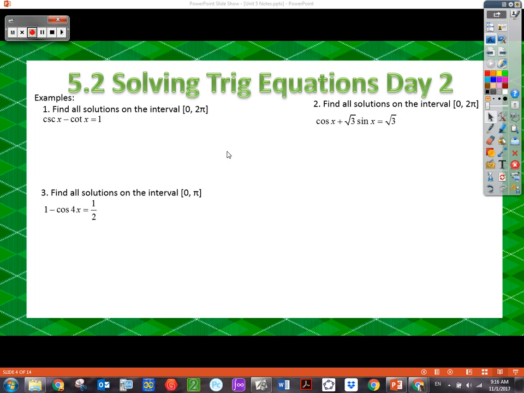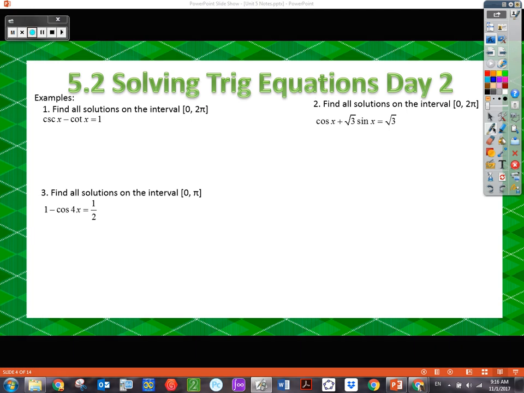If you recall on day 1, our answers were for all solutions, right? The general solution, like the plus pi n or whatever the period happens to be. Today we're going to do a little bit of a different thing. We're going to look for solutions on a particular interval. So that's the difference for today. One of the differences is we're going to focus in on one particular interval. So we're going to have a finite number of answers, not an infinite number like with all solutions.